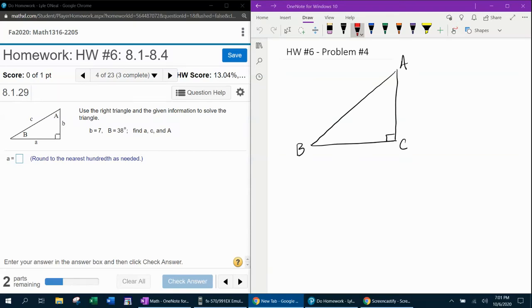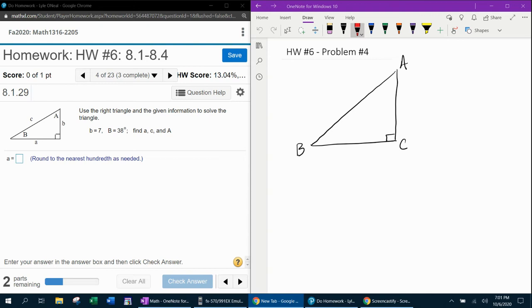All right, here we go. Question number 4 from our 1316 homework number 6 in MyLab Math. It says to use the triangle with the given information to solve the triangle. And so I've already drawn the picture over here. What I'm going to do is put the information on the picture where it goes.